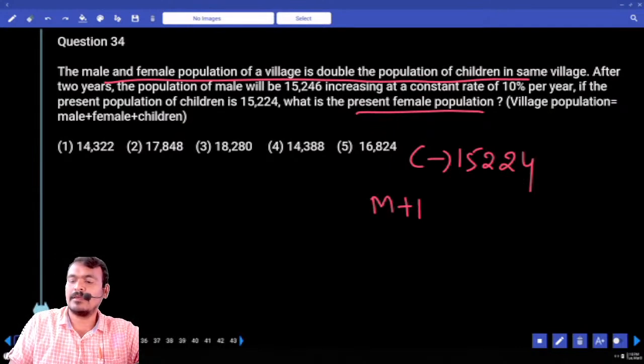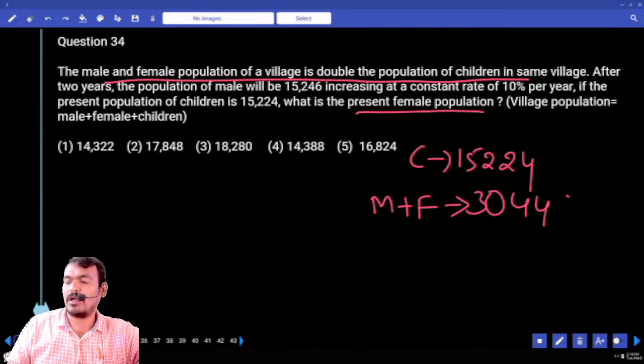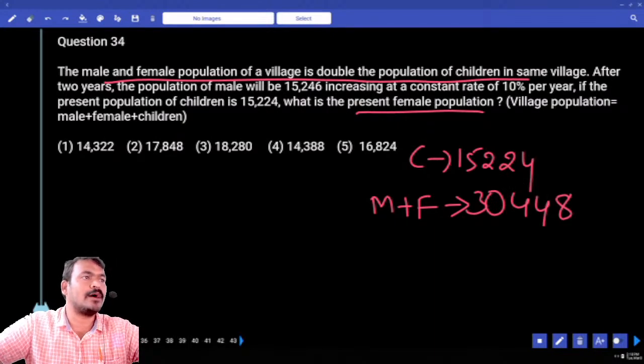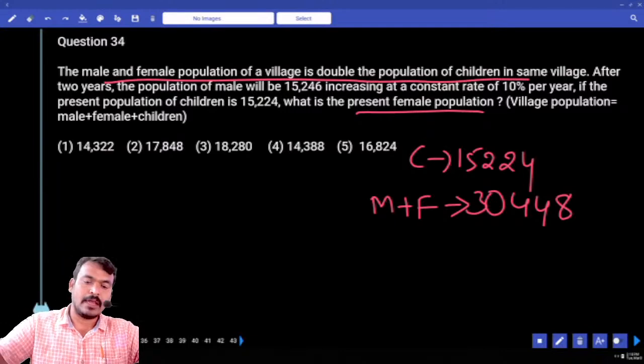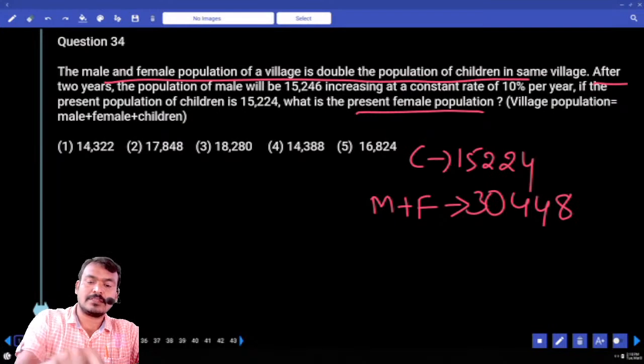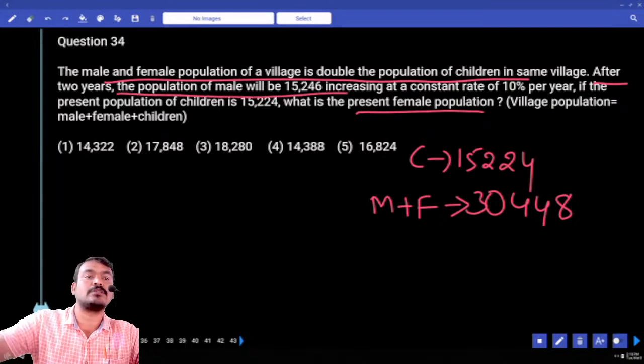Double 15,224, we get the sum of which one? Male plus female, or not? Male plus female. What is the double of 15? 30. 22 doubled? 44. 4 doubled? 8, or not? Then the sum of male and female is 30,448.